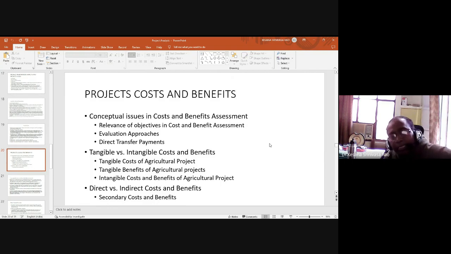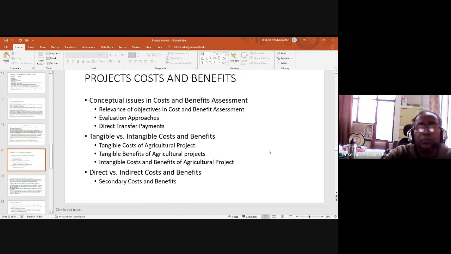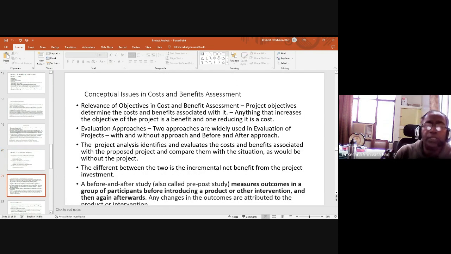Then tangible and intangible costs and benefits we have to discuss. Then direct and indirect costs and benefits we have to discuss. These are the aspects which we are going to discuss from the project's costs and benefits point of view. Conceptual issues in costs and benefits assessment. Relevance of objectives in cost and benefit assessment.